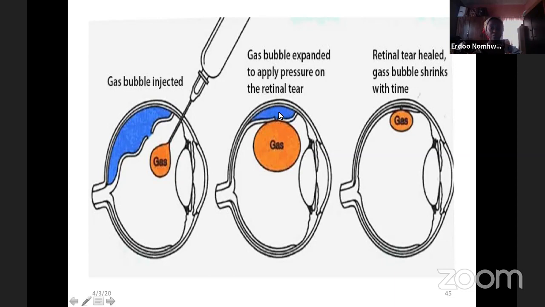So it has gone to tamponade the retinal tear you have there. Then depending on the gas that is being used, with time, the gas shrinks, and by the time it has shrunk, it's shrunken because of the contact between the gas and the retinal tear. The retinal tear would have healed, and so you would have achieved the complete closure of your retinal tear.